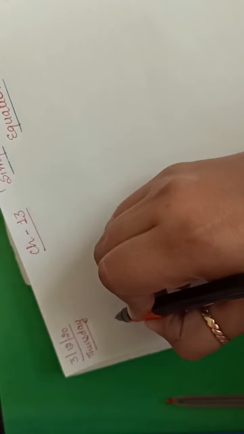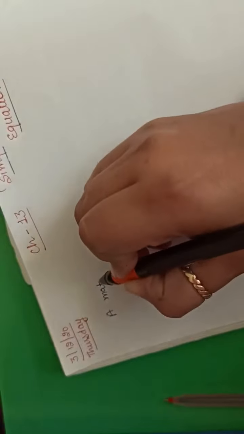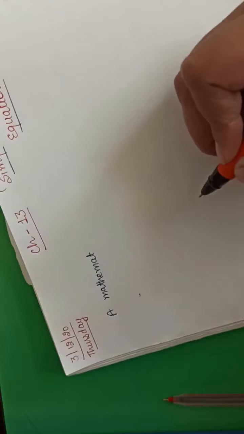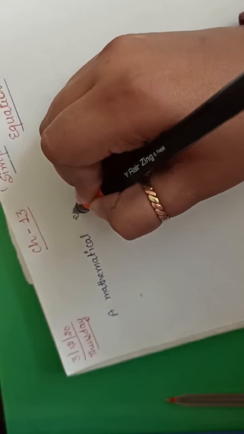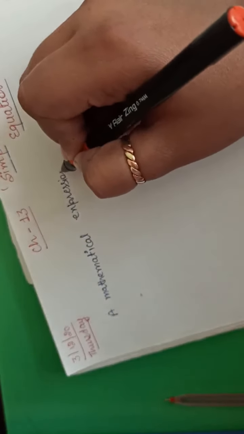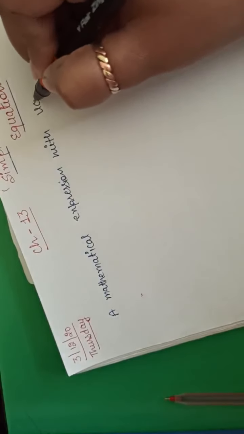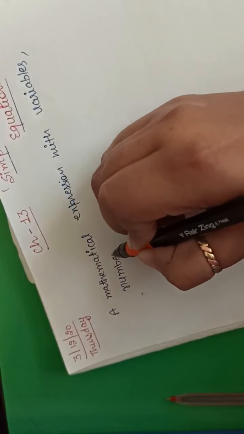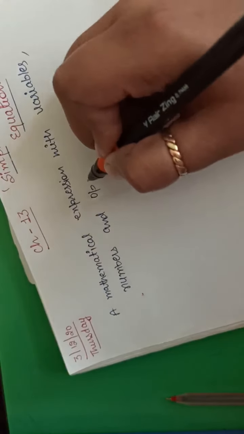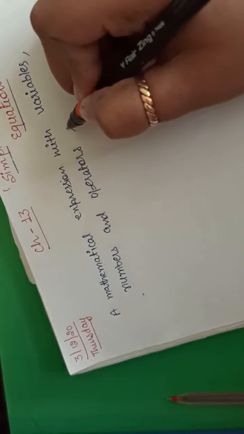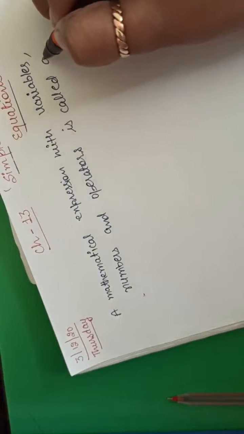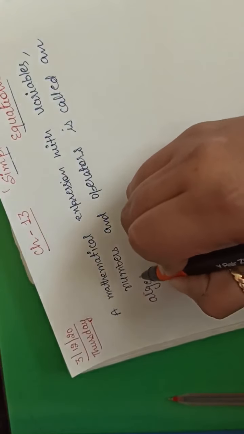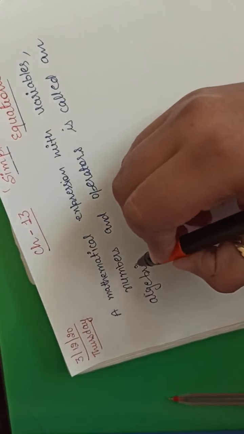So, any mathematical expression with variables, numbers and operators is called an algebraic expression.